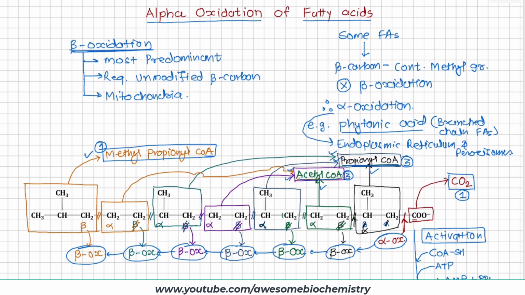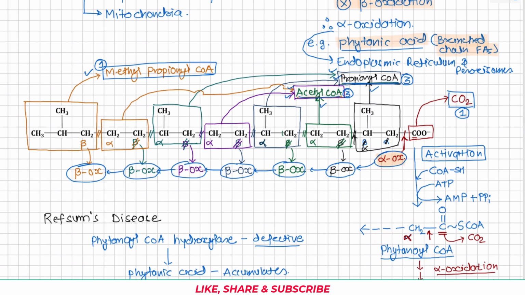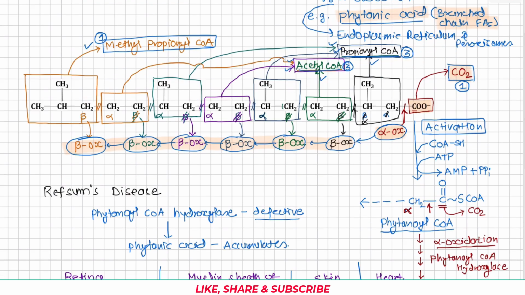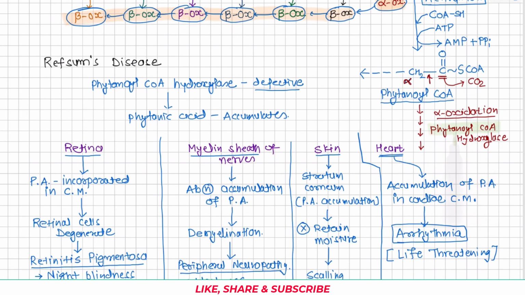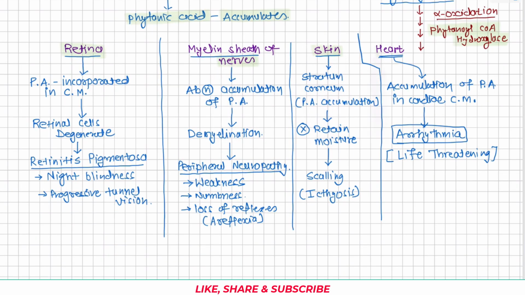So to summarize, alpha oxidation is a specialized oxidation pathway for branched-chain fatty acids like phytanic acid, where the standard beta oxidation is blocked by a methyl group at the beta carbon. Alpha oxidation removes that blockage by eliminating the terminal carbon as carbon dioxide, after which beta oxidation can proceed normally. When the key enzyme phytanoyl CoA hydroxylase fails, phytanic acid accumulates in the body and causes Refsum disease, affecting the retina of the eye, nerves, skin, and heart.